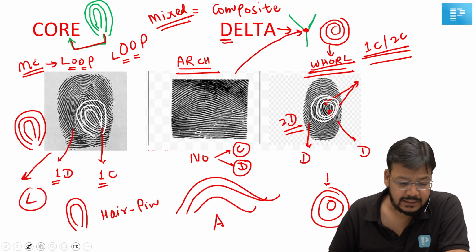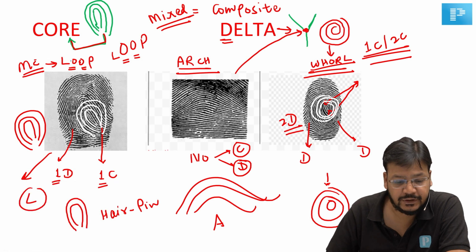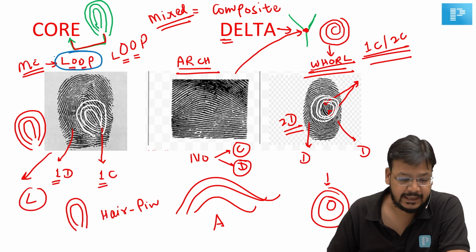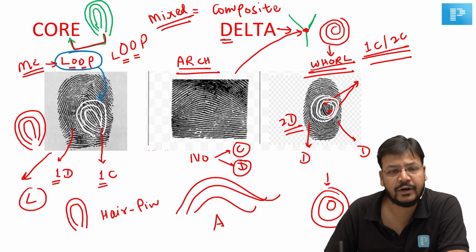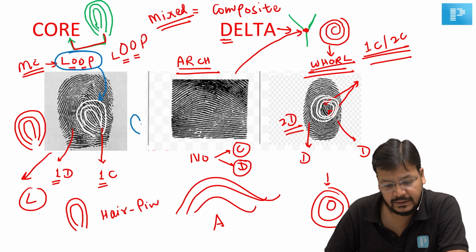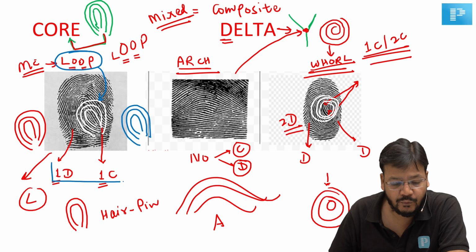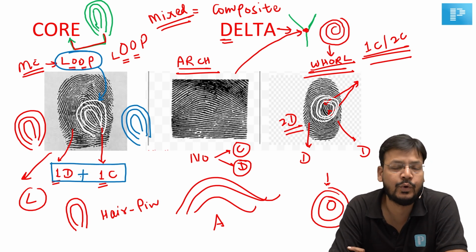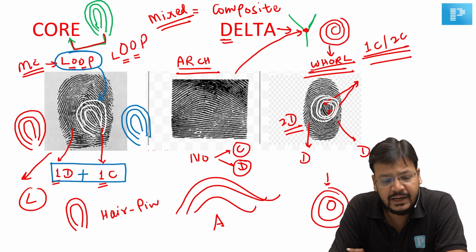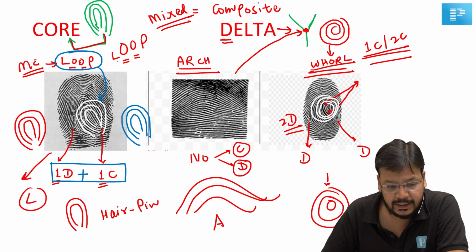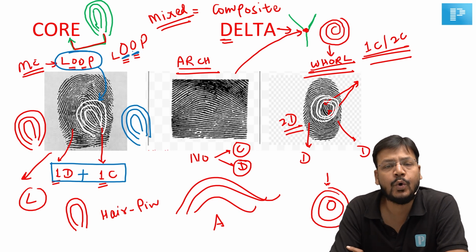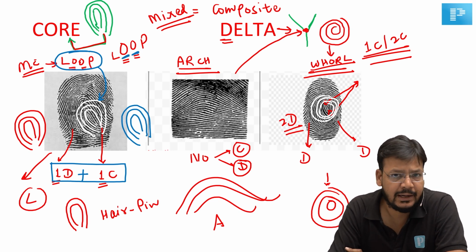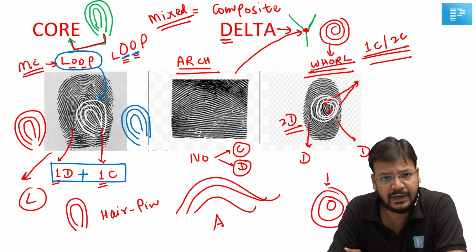Now, sir, this is the first variety of the fingerprint, loop variety. You can see it is a formation of a loop like this. This is a loop variety. In loop variety, we have one delta and one core. And you can remember loop has OO, one core and one delta.